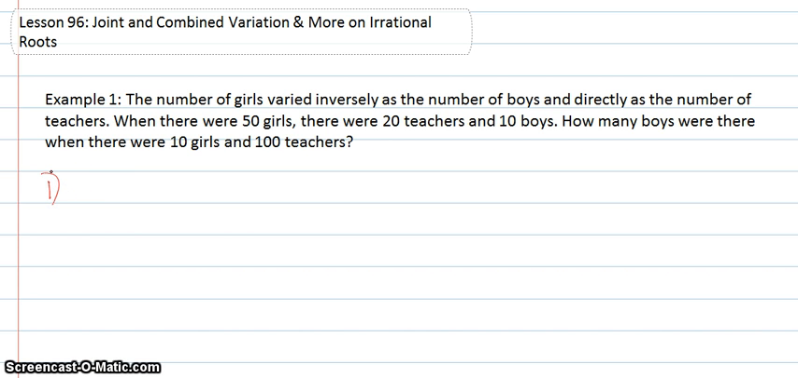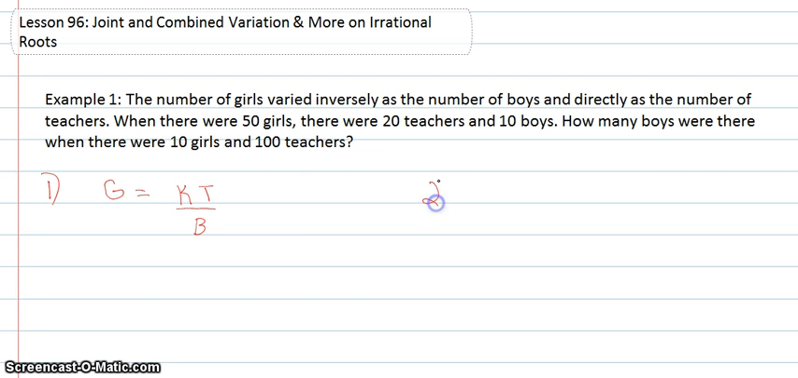There are two different ways to set up this problem. The first way I'm going to set it up is using the K constant. So it says that the number of girls varied inversely as the number of boys and directly as the number of teachers. So I'm going to have my girls equal to K times T. So G is my girls, K is the constant I'm going to look for, T is the teachers, and then that's going to be over the boys since they were varying inversely.